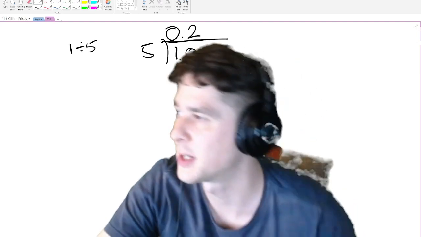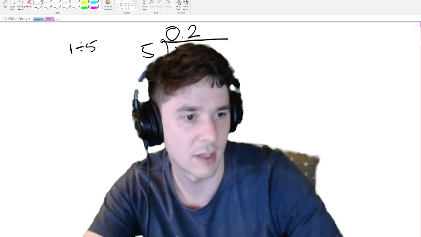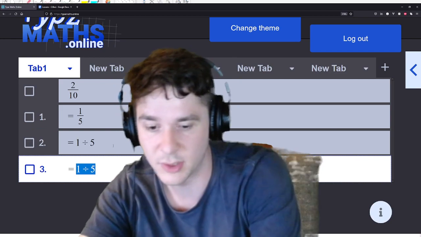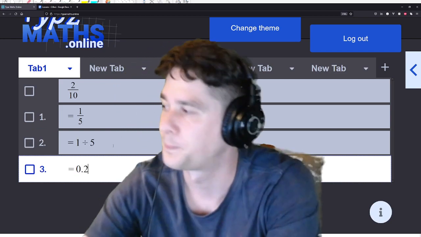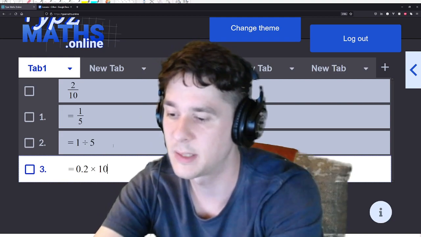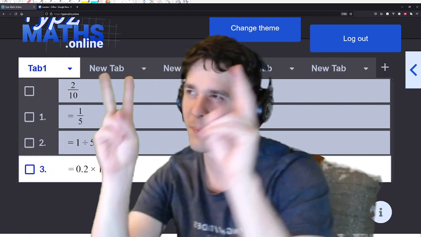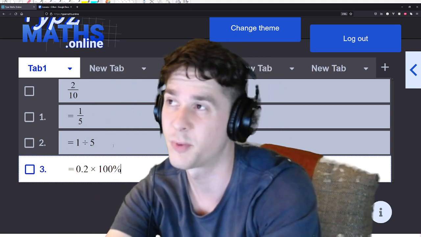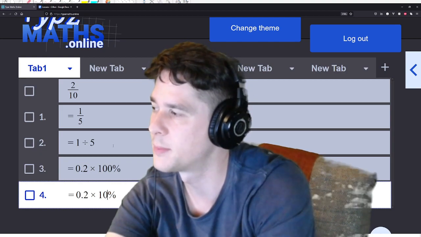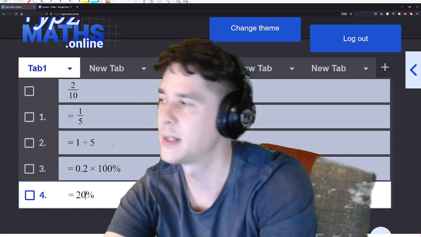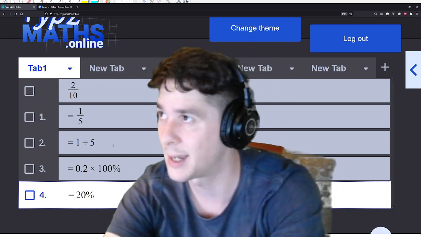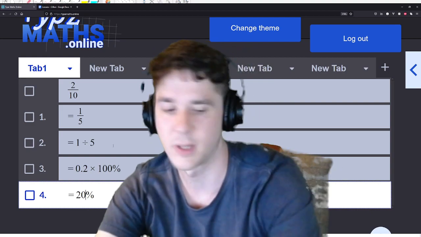So this tells us that the decimal for 1/5 is 0.2. Now, when we convert 0.2 to a percentage, we can think of it like we're multiplying by 100%, because 100% is actually just 1. If we do 0.2 times 100, we get 20, and we keep the percent on the end. So we've multiplied 0.2 by 100 and added a percent sign, and so we get 20%.